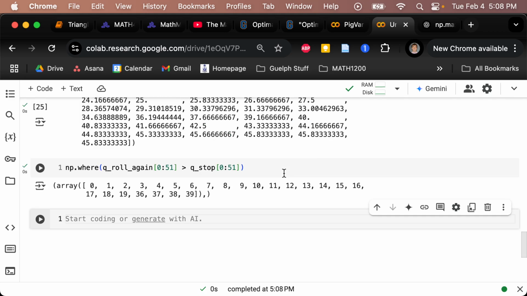Okay, so you roll again on 0 to 19. You stop at 20 to 35, but 36, 37, 38, and 39, you want to roll again. And that's because now there's a bonus, so it changes the optimal strategy. The optimal strategy is no longer stop below a certain number. This little plus 5 bonus made a little island of numbers where if you get there, then you want to keep going.